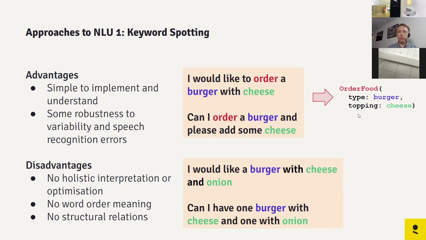And this is nice in the way that you can have different word order. I can say, can I order a burger and please add some cheese? It would still work. It would be robust if you have errors or if the user doesn't find the words and has hesitations and so on. The problem is, of course, that sometimes you don't have these clear semantic words. It's more the whole utterance that gives you an impression of what the meaning is. So here we don't have the word order. I would like a burger with cheese and onion. It's rather the words together that form the meaning that this is an order. Maybe the user would have said, I don't want any burger, for example.